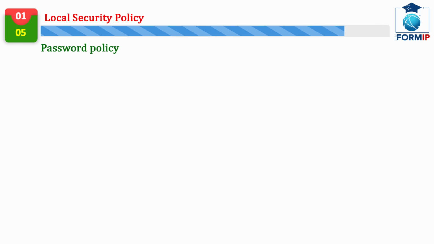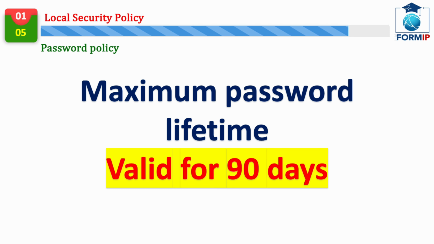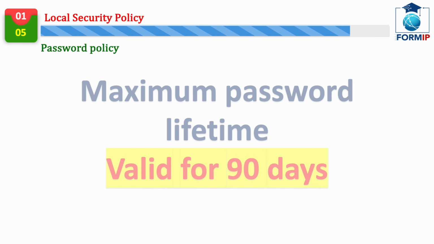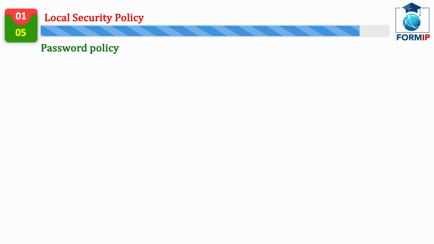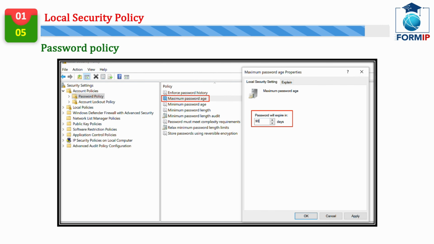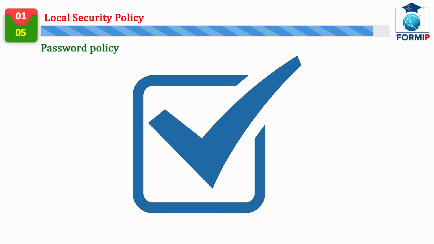Maximum password age. Another important detail is to impose the change of the password every so often. For example, every 90 days. To do this, simply click on Maximum Password Age and change the setting to 90 days. Verification of the policy application.